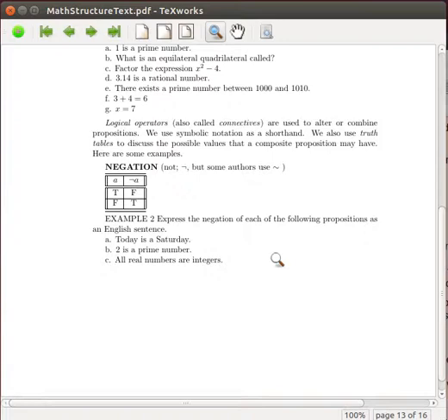Two is a prime number. That happens to be a proposition, and it happens to be a true proposition. But the negation of that is a false proposition that says two is not a prime number.